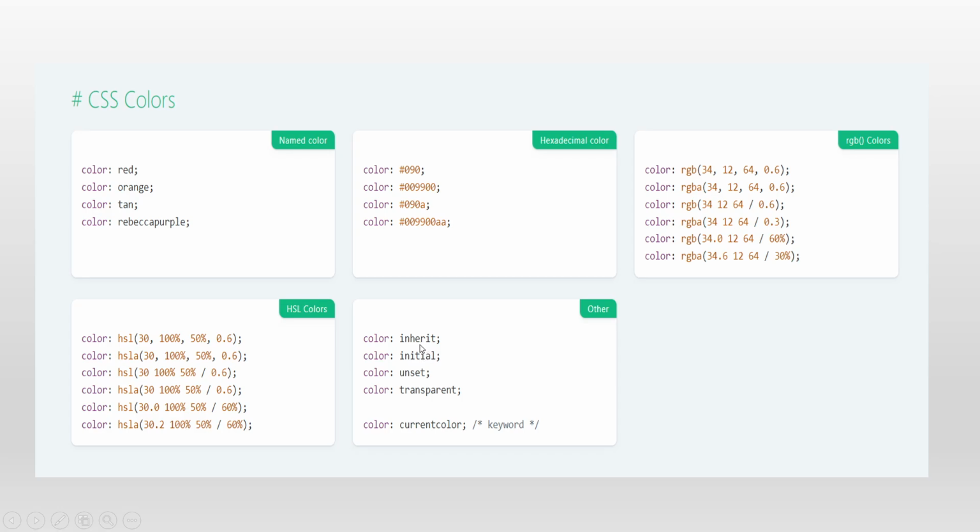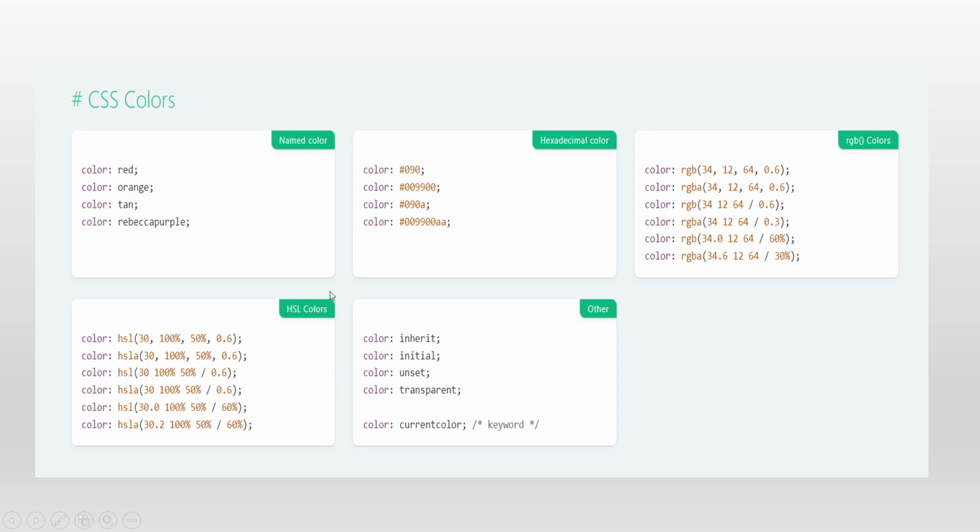And these are some properties of color: color, inherit, initial, unset, transparent, currentColor. These are different ways to give a color to an HTML element, like by using a name, or by using hexadecimal, or by using RGBA, or using HSL.